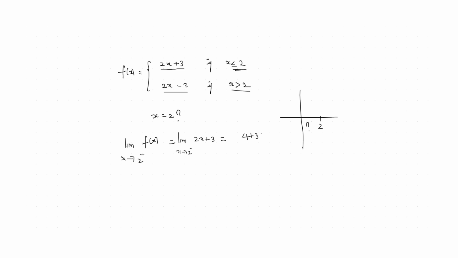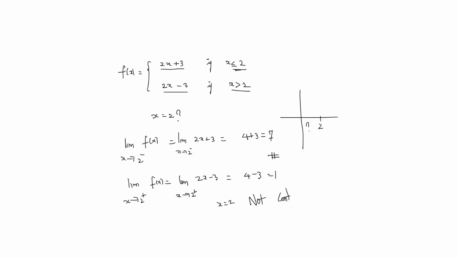Again, limit x goes to 2 plus of my f of x, which is nothing but limit x goes to 2 plus of 2x minus 3. So that means 4 minus 3, that is 1. So these two are not equal. That means at x equal to 2, my function is not continuous.